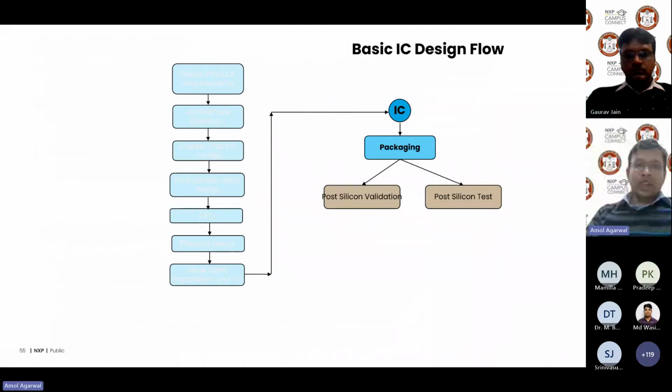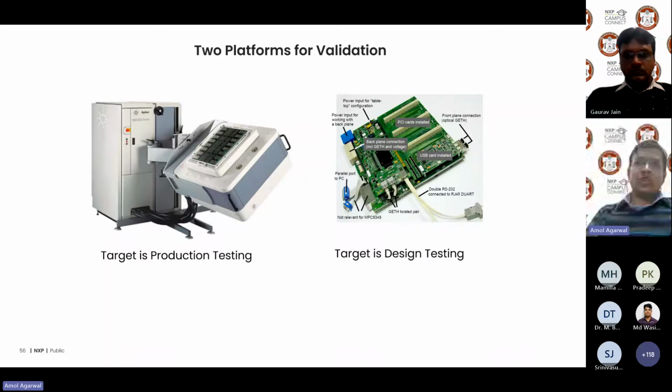Okay, so now you have done your timing analysis, you have done your physical checks, you are ready to ship your chip to the foundry, you are ready to do a tape out. And once a tape out is done, you do the validation.